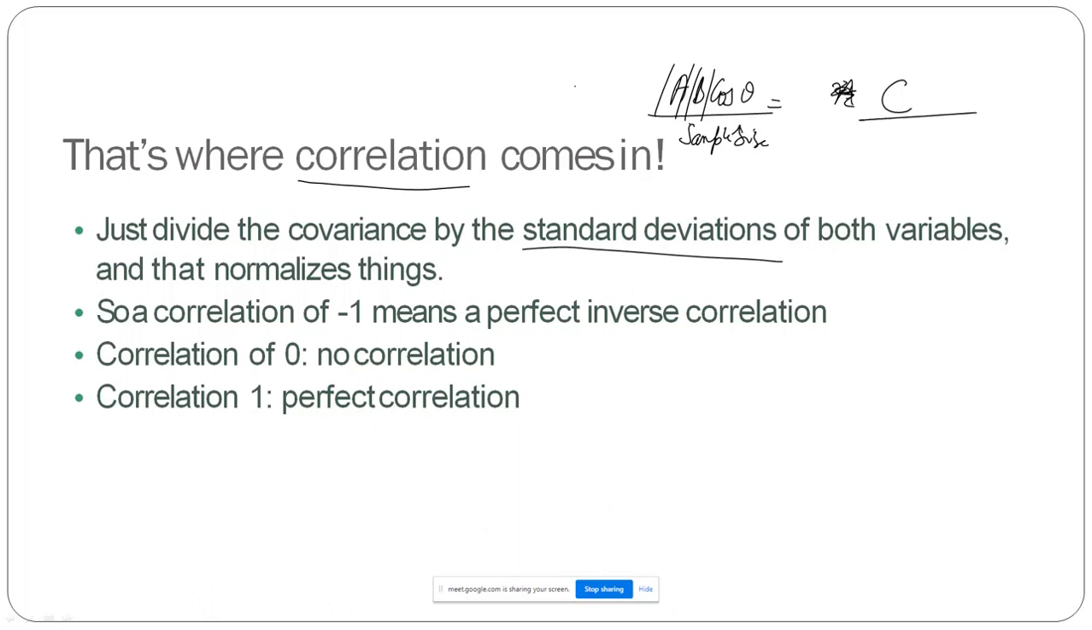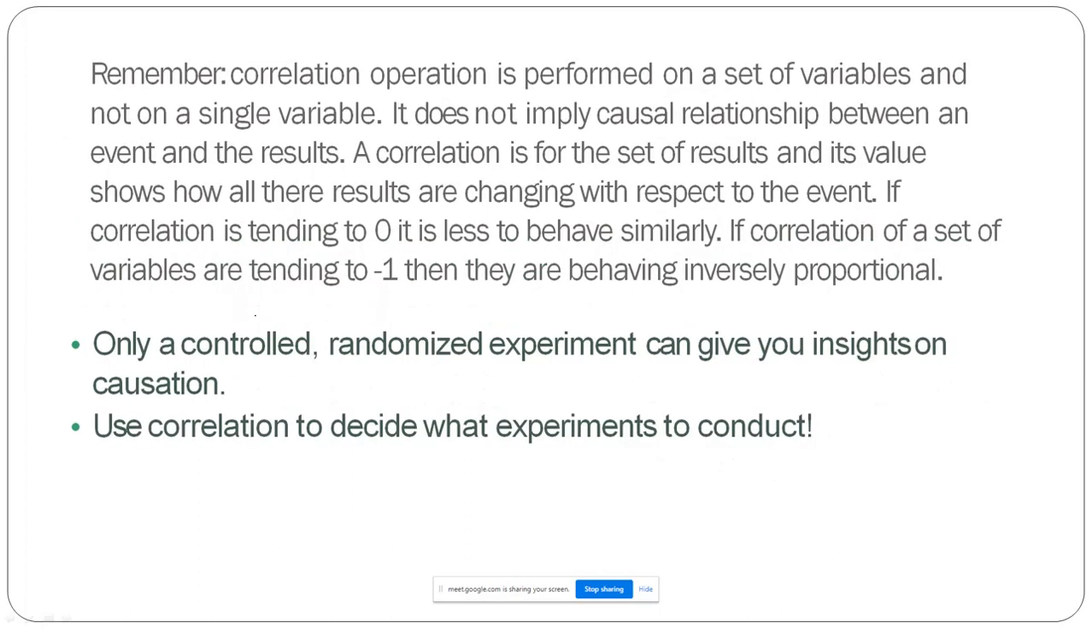After you get the covariance, you have to take the covariance value and divide it by the standard deviations of both, the standard deviation of A and the standard deviation of B. Then you will automatically get a number between minus 1 and 1. Maximum it will be 1, minimum it will be minus 1. Always it is going to end up like this. We'll see that now, now that you've understood it.